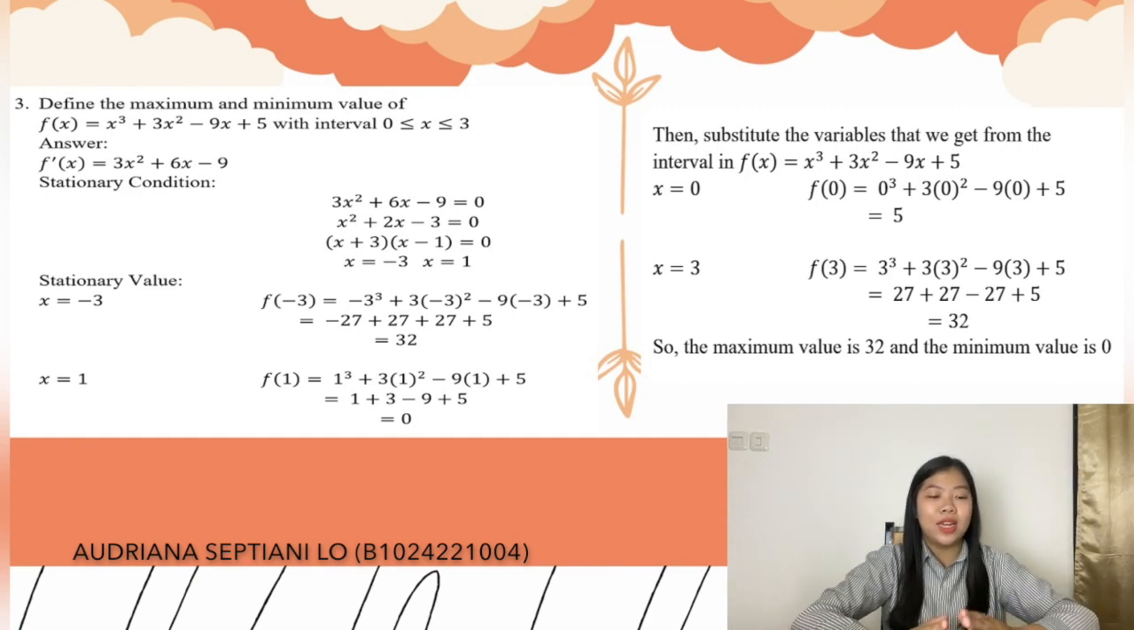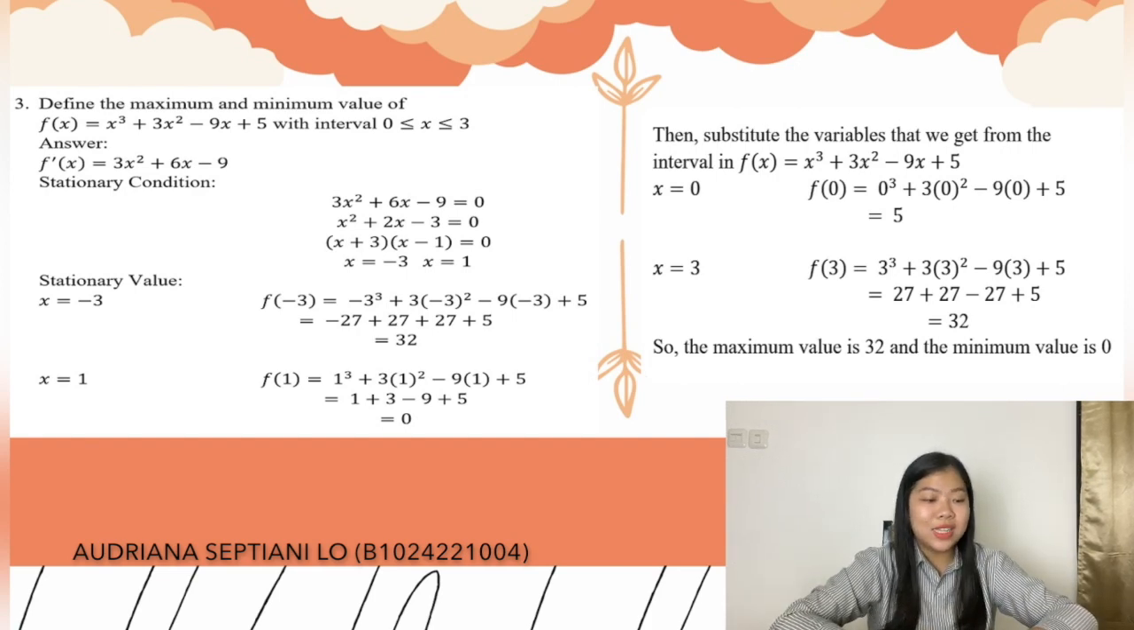Next, we're going to find the stationary value by substituting the stationary point into the function. For x equal to 1, it is 1 power 3 plus 3 times 1 power 2 minus 9 times 1 plus 5, and the result is 0. After finding the stationary value, now we want to substitute the variables that we get from the interval into the f function. Those are 0 and 3.